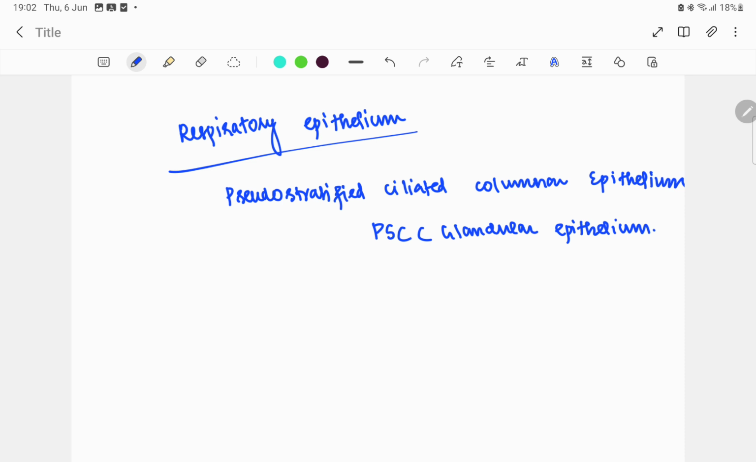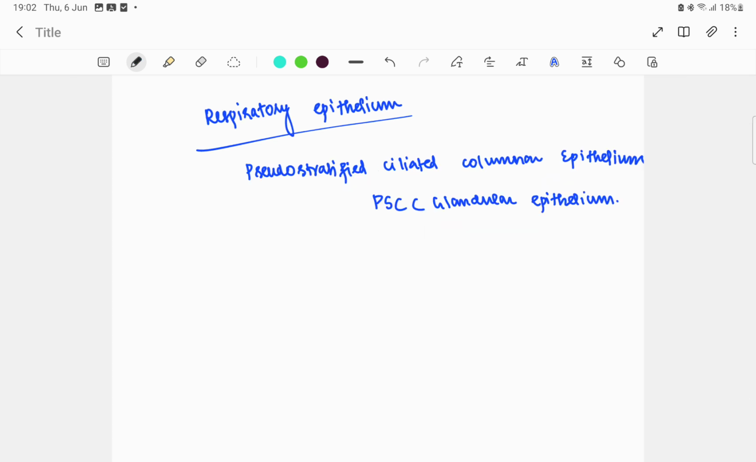Pseudostratified ciliated columnar glandular epithelium. Why it is called so, we'll see one by one. Pseudo, you all know the meaning of pseudo, isn't it? Pseudo means false. Stratified means multiple layers. Cilia, it contains cilia, that is why it's called ciliated.